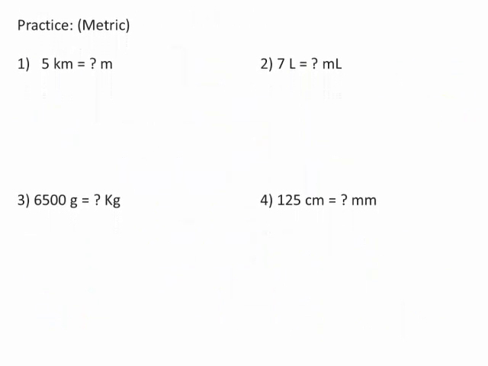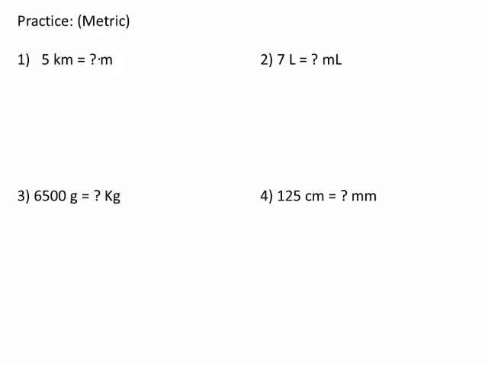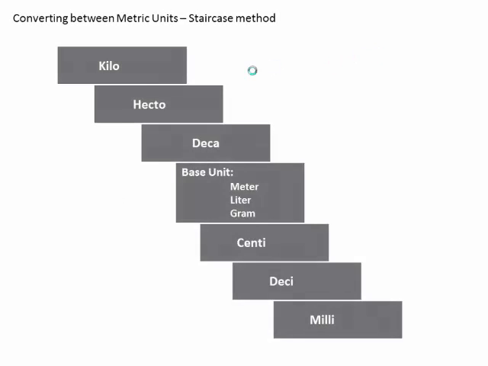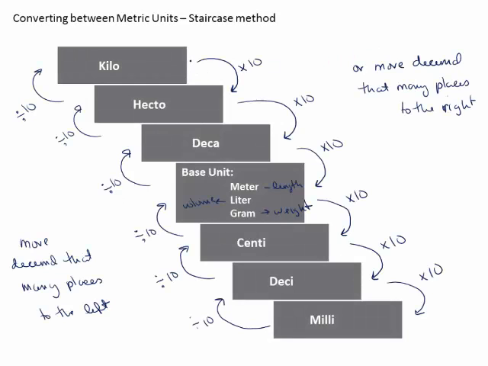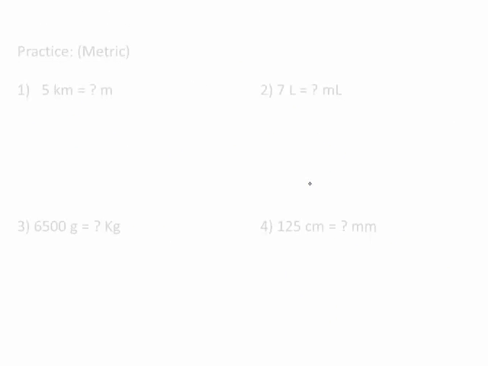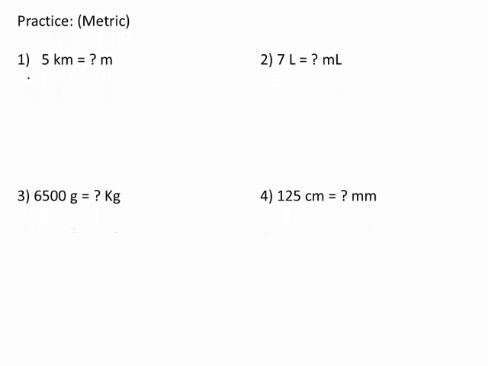So let's look at some examples. I want to go from kilometers to meters. Well, if I go from kilometers to meters, I'm going 1, 2, 3 staircases down. So I'm going to take my kilometers and move my decimal place 1, 2, 3 places, and I'm going to get 5,000 meters.